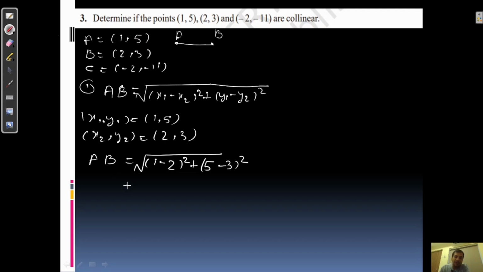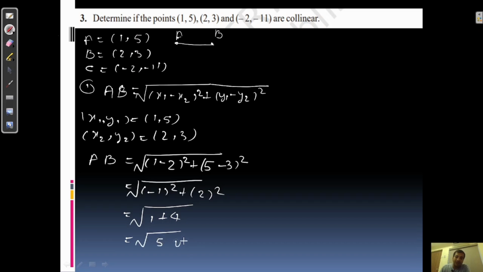Now we have to do the square of it. Let us do it fast. 1 minus 2, what is the value of 1 minus 2? It will be minus 1, plus 5 minus 3, it is 2. So let us solve it. Minus 1 square is 1, 2 square is 4. We will get root of 5, and you have to write units.